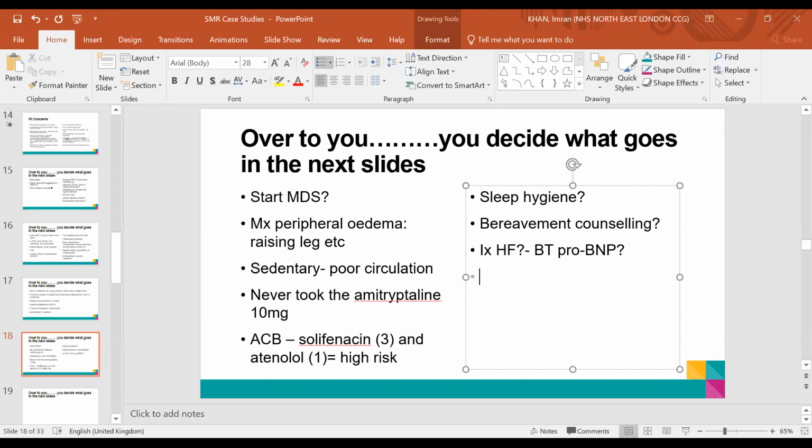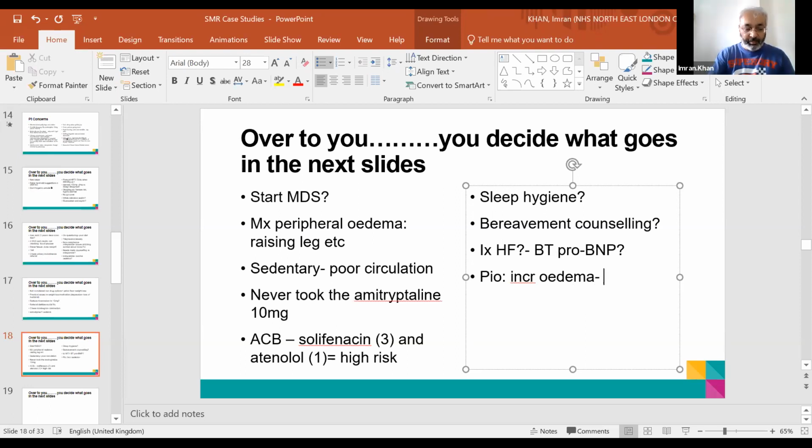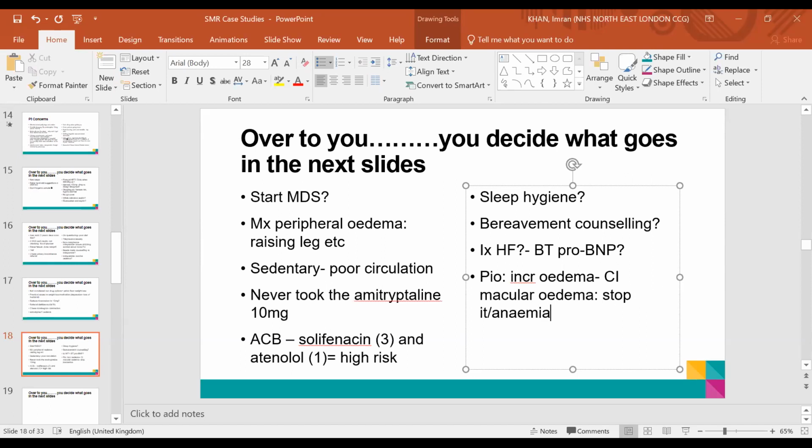So I know people mention pioglitazone because of risk of fractures, but we should also be thinking pioglitazone increases edema, all that stuff. If we're suspecting heart failure, definitely not pioglitazone in a patient like this. Can I just remind everybody it's contraindicated in macular edema. The patient has macular edema, so we do need to stop it, as well as the fracture risk, and also anemia. Anemia, that was the other thing. Shouldn't be having it if the patient's got anemia.